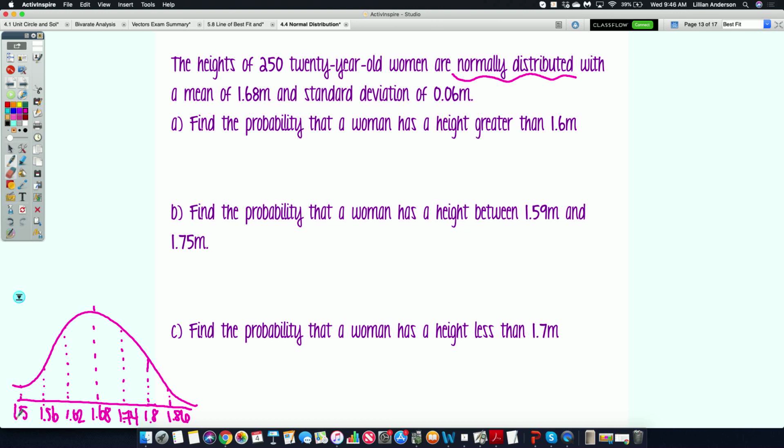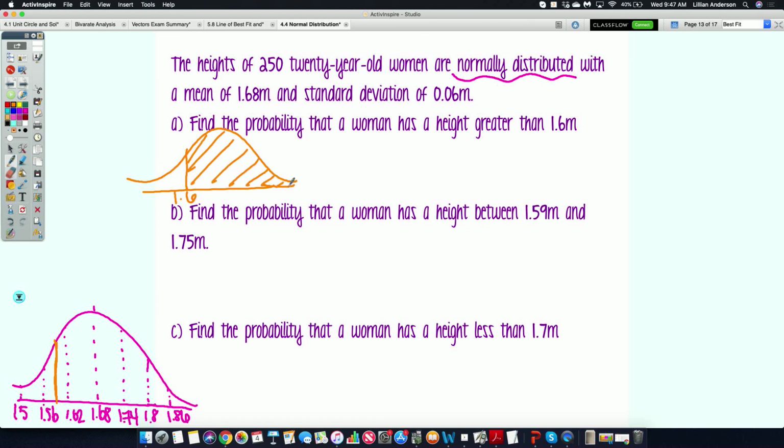Okay? Now the first question asks you, find the probability that a woman has a height greater than 1.6. Is 1.6 on one of your standard deviations? No. So when this happens, you're going to have to go to your calculator because 1.6 lies in between 1.56 and 1.62. To get any type of method points for these types of problems, which are going to be strictly in your calculator, you want to draw a normal distribution curve with the value that you are trying to determine the probability of. Greater means I'm going to shade right of that line.